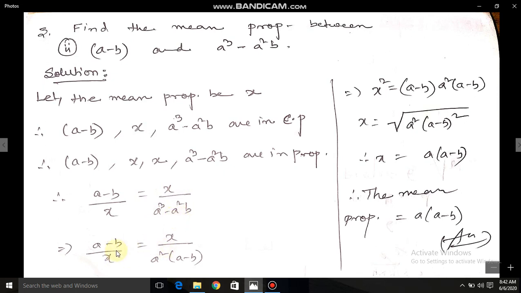Now you see, a minus b by x is equal to x by, if we take a square common, we get a minus b. So x square is equal to what? a minus b into a square into a minus b. So x is equal to what? Root over a square, and a minus b into a minus b is a minus b whole square. So x is equal to a into a minus b. So the mean proportional is a into a minus b. I hope this sum is clear.